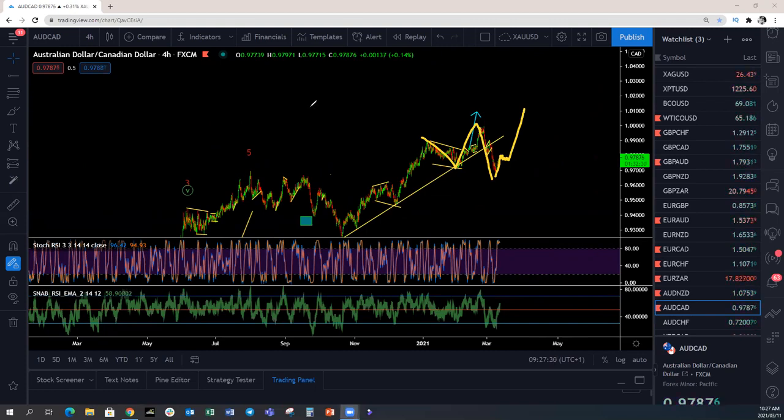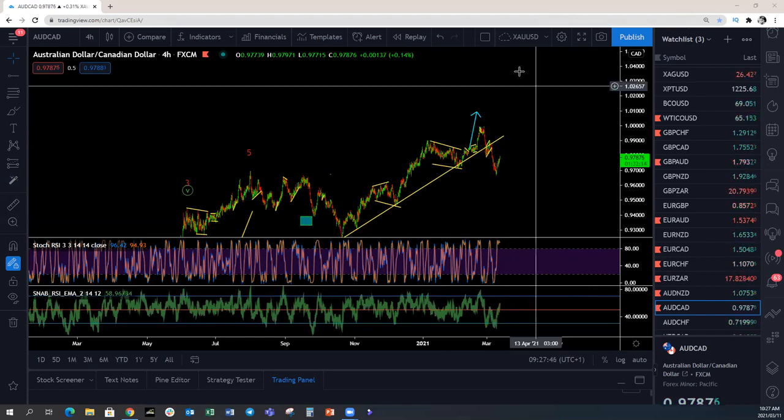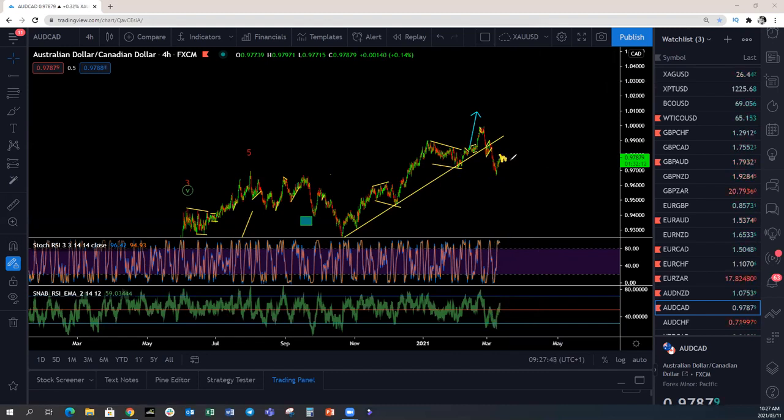That is Audi CAD, just like Audi US dollar, really the same structure, 3-wave pullback and resuming upside. The RSI is pushing up about 50. It's about 50, but we're at the top here. So let's see if we're going to get a setup on the 1 hour to confirm upside.